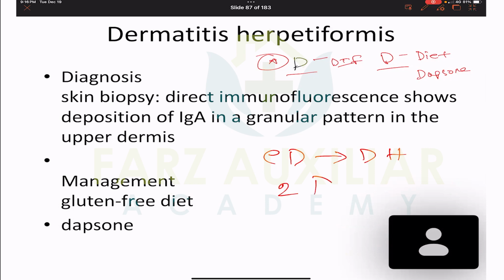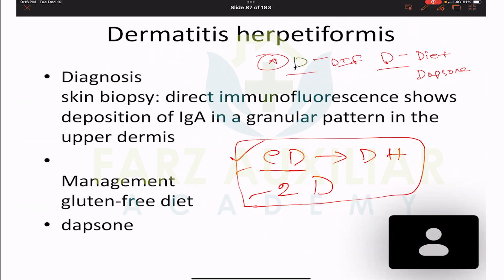And 3D is direct immunofluorescence. The other D's: diet modification, avoid a gluten diet, and the treatment is the drug Dapsone. Another clue you should remember.